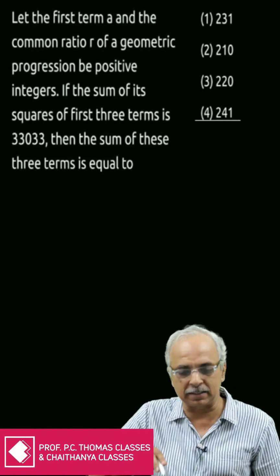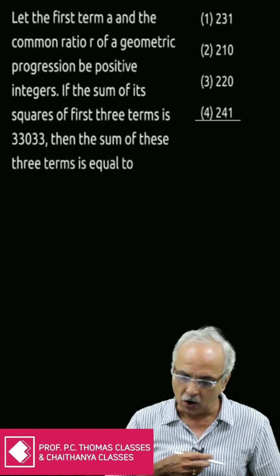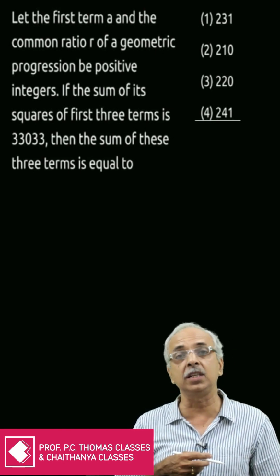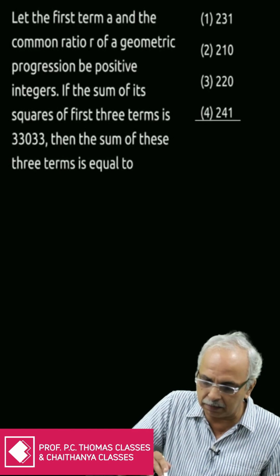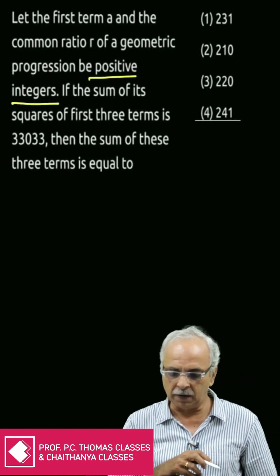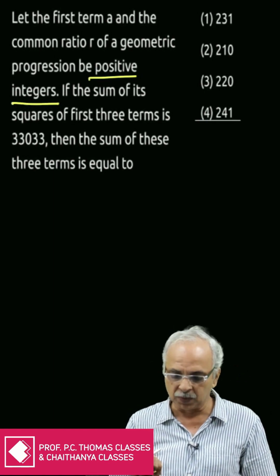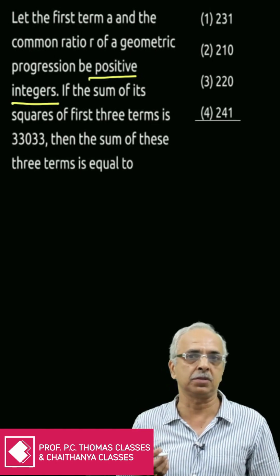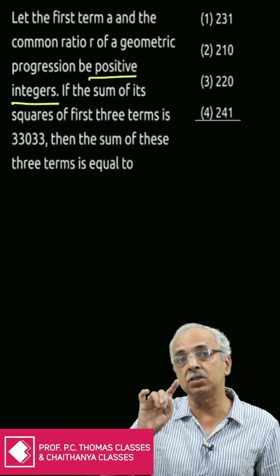The question says like this: let the first term A and the common ratio R of a geometric progression be positive integers. There is a catch in that sentence, positive integers. If the sum of the squares of the first three terms is 33033, then what is the sum of the three terms? Now you're asked to find the value of the first three terms.